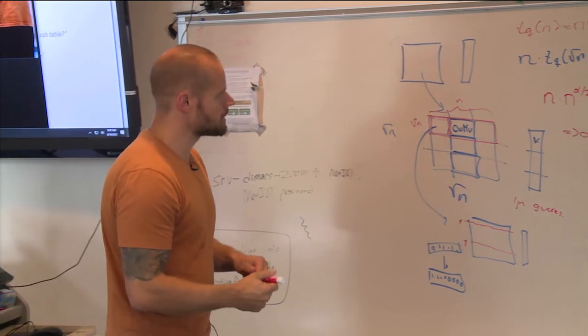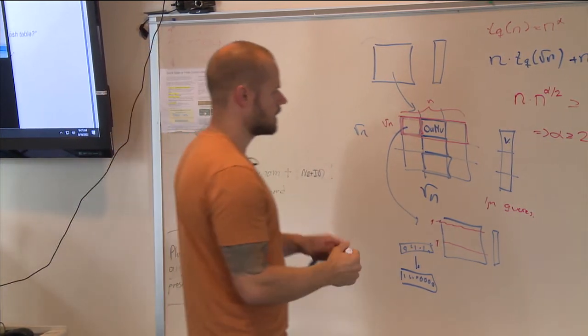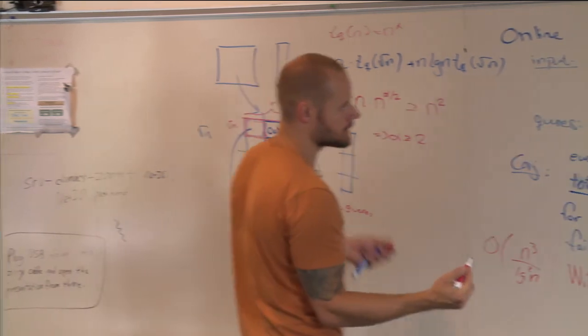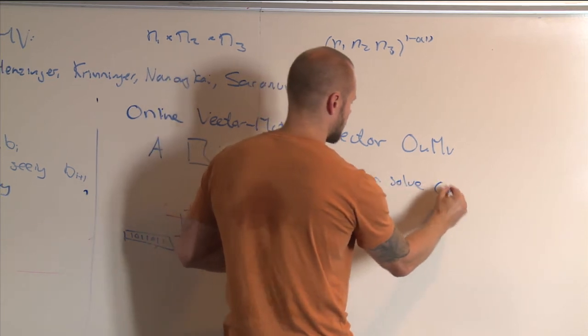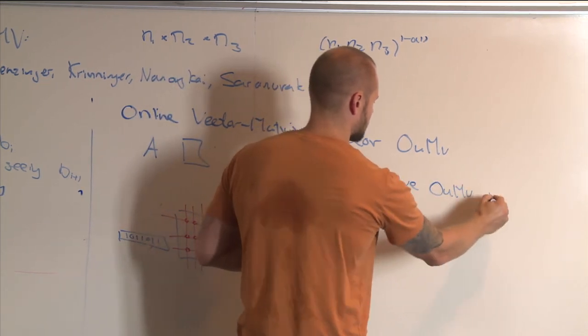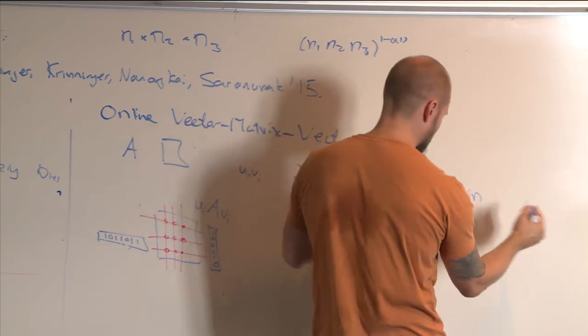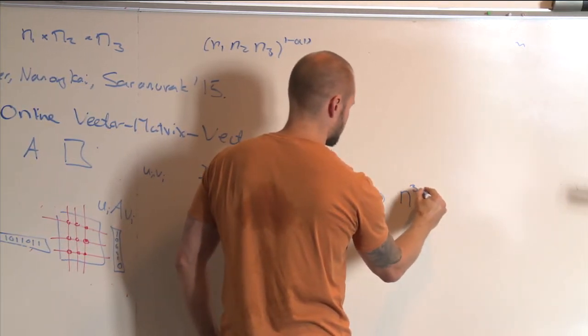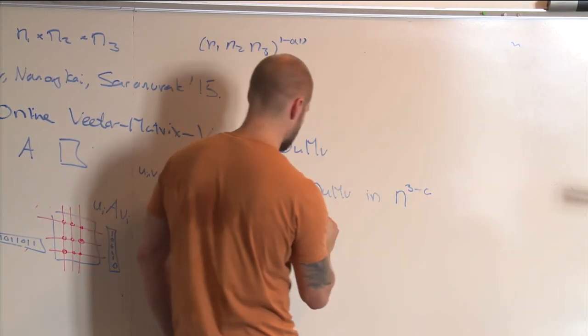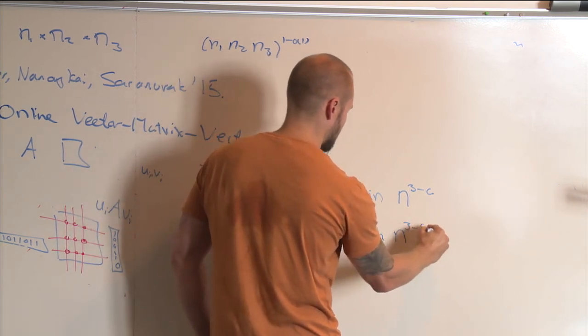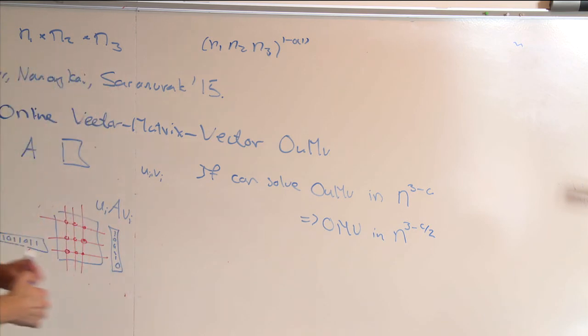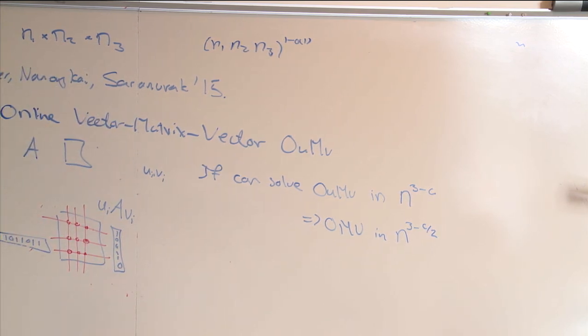Make sense? So I guess in general, this reduction shows that if I can solve online matrix vector in total time n to the 3 minus c, then I can solve OMV in n to the 3 minus c over 2. Right? I guess that's basically what the reduction gives us. The advantage goes down by a factor of 2 when we go into these root n by root n submatrices.